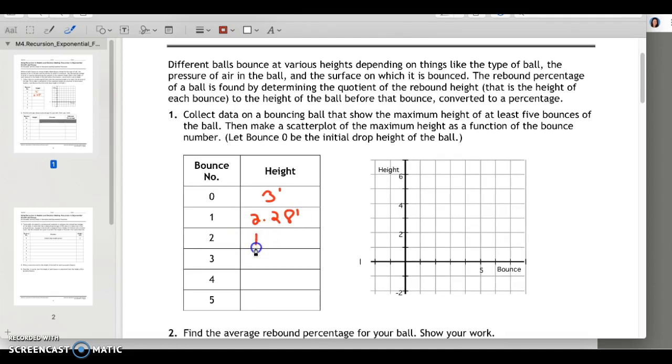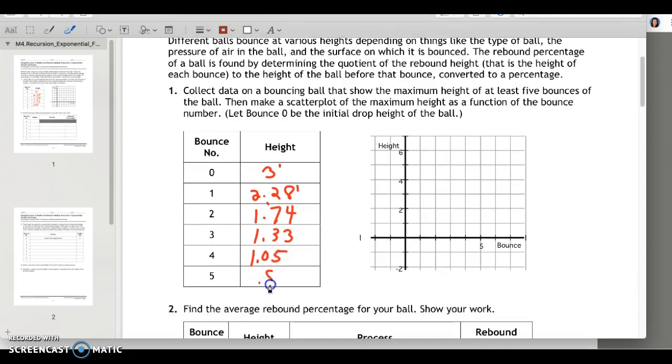After the second bounce, it goes up to 1.74. Then 1.33. Then 1.05. And 0.81. Clearly we can see that when we drop the ball from 3 feet, it's going to hit the ground and it's going to bounce back up, but not all the way back up to 3 feet, obviously due to gravity.